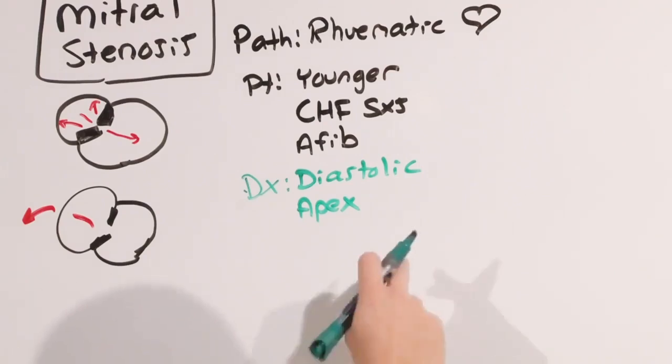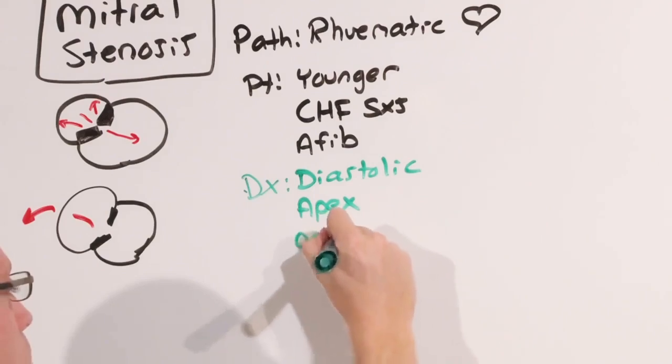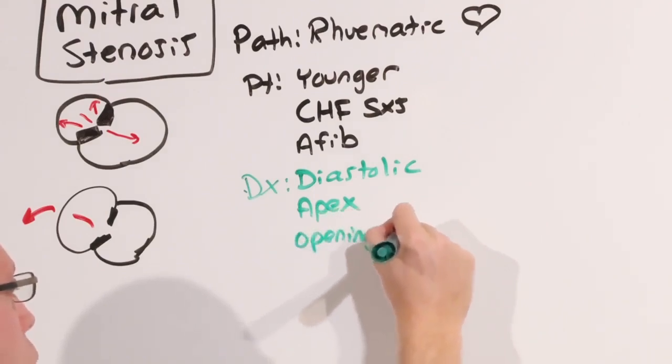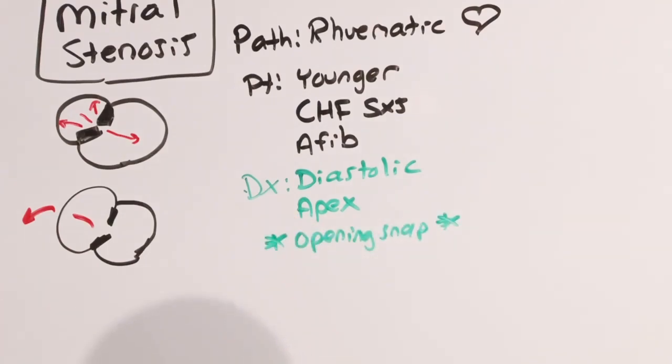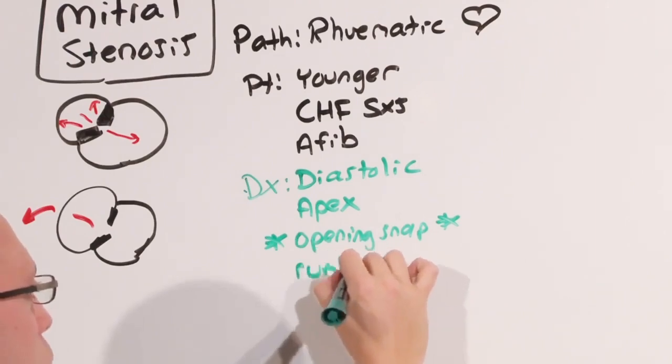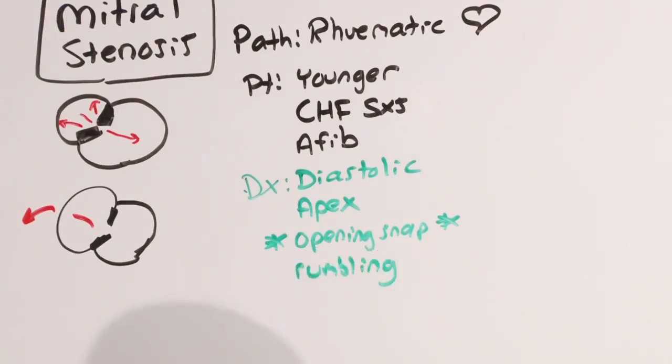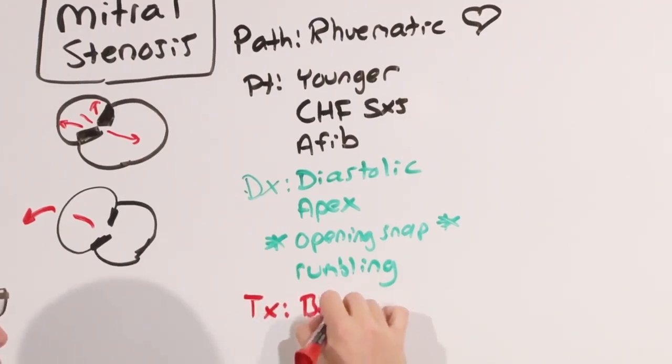It's going to be diastolic with an opening snap. And the opening snap is the thing that gives this murmur away. It will be described as a rumbling diastolic murmur with an opening snap. The treatment is unique. All these other murmurs will not be amenable to balloon valvuloplasty.